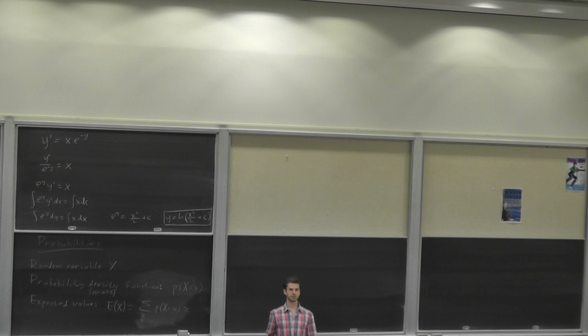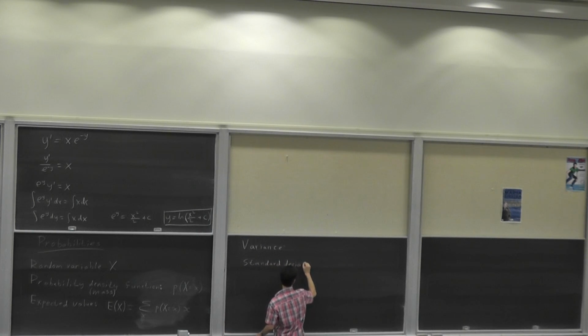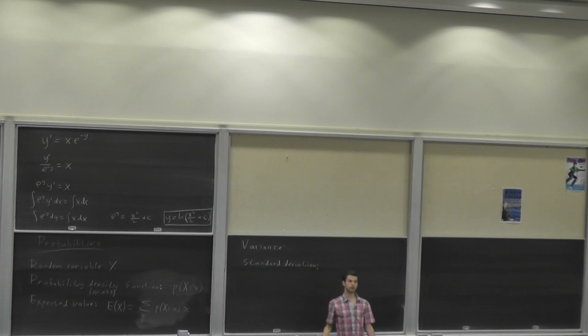So this time I'll start with defining new things. One is called variance. The other one is called standard deviation. So first, I'll talk a little bit about why define two other numbers besides the expected value. So expected value is not the only thing which matters.